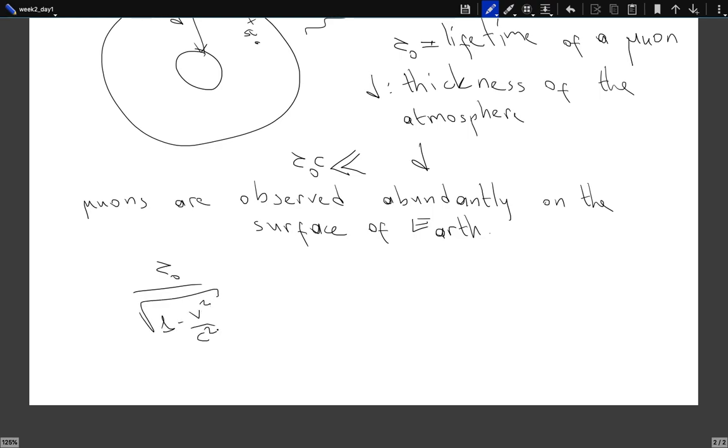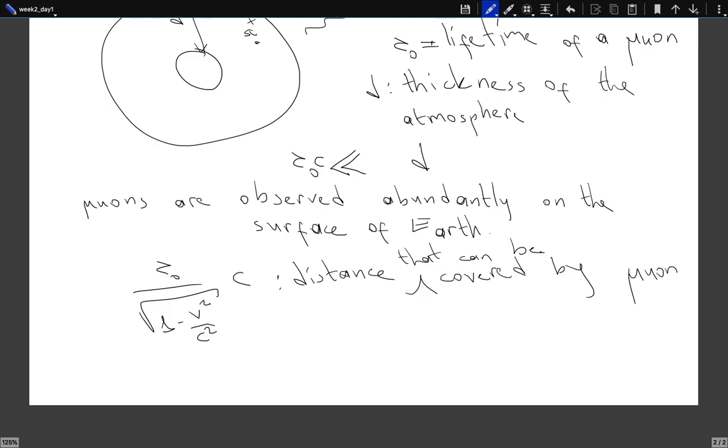This is the dilated time times c. So it's not just tau c, it's tau divided by this factor multiplied by c. So this is from the perspective of an observer on Earth.